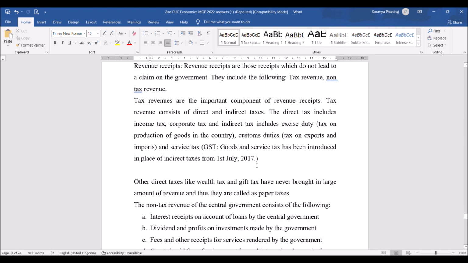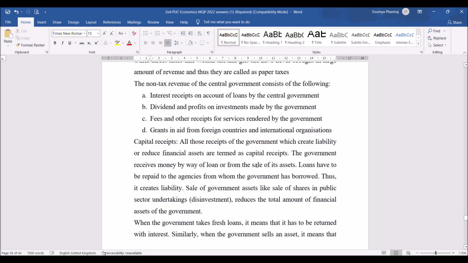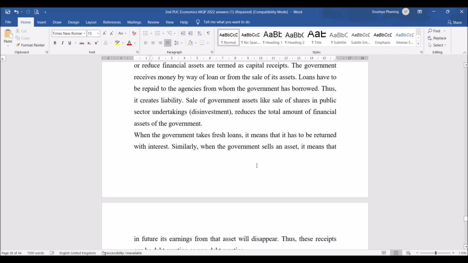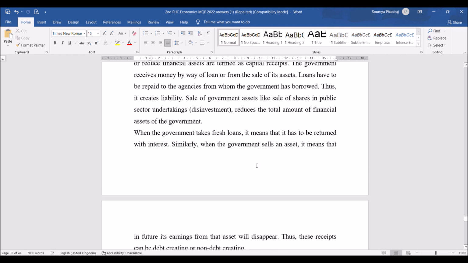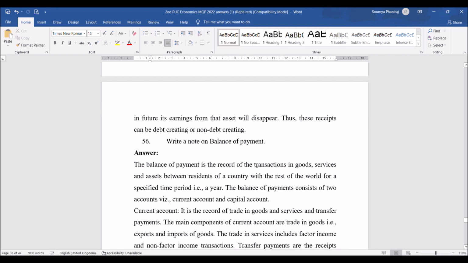So revenue receipts are explained: custom duties, GSTs, everything comes under this. Capital receipts: sale of shares in public sector undertakings by the government, all those come under capital receipts. And a concluding paragraph about revenue receipts and capital receipts.